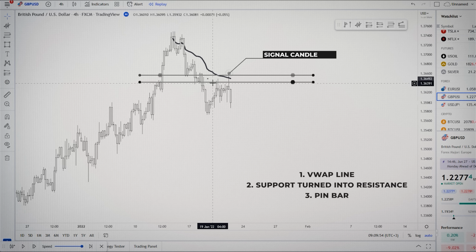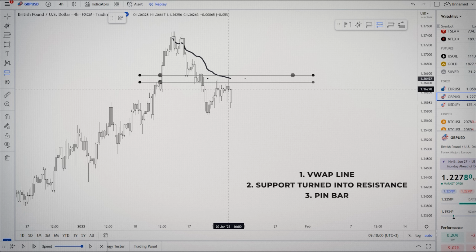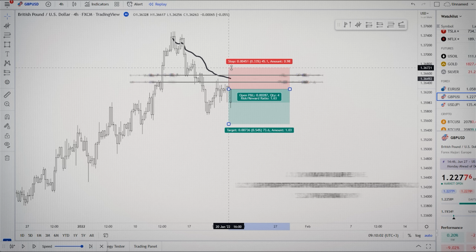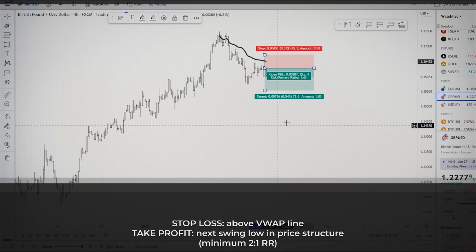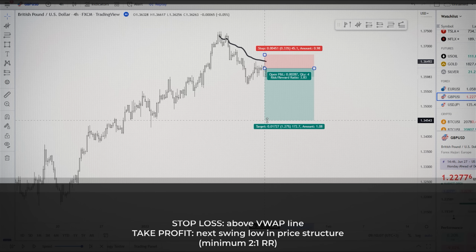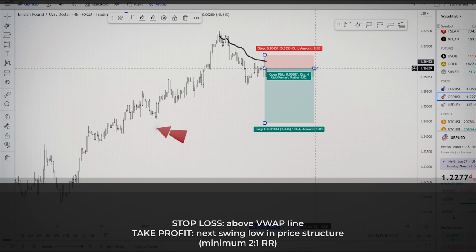Here's the signal. We have a pin bar rejecting the VWAP at the retest of the breakout. 3 factors indicating a possible down move. Stop loss above the VWAP and above the high of the pin bar. Our target is this major swing low.